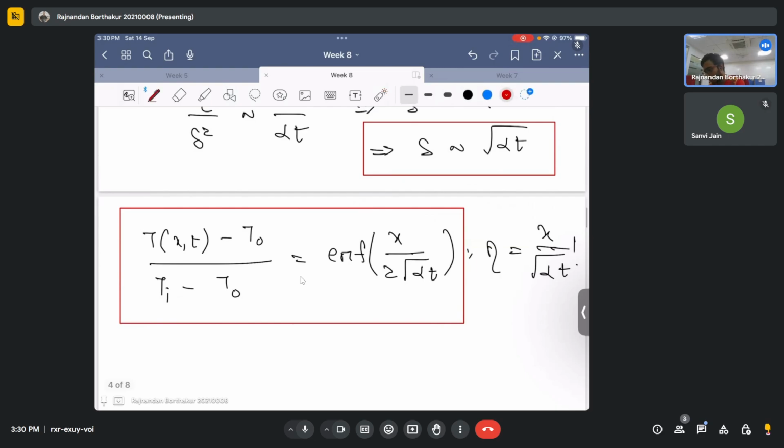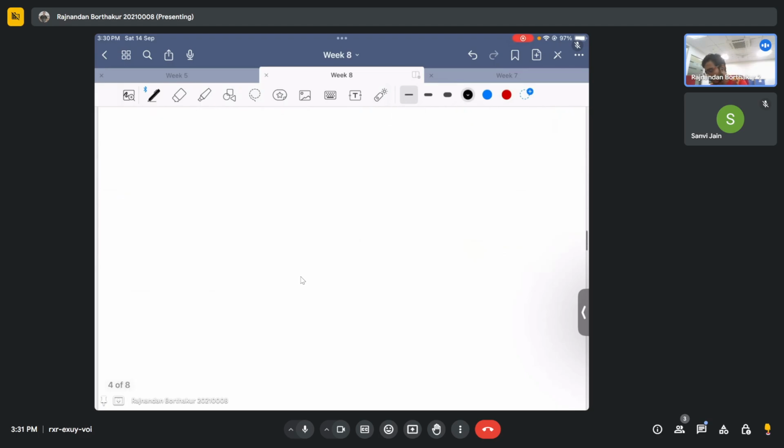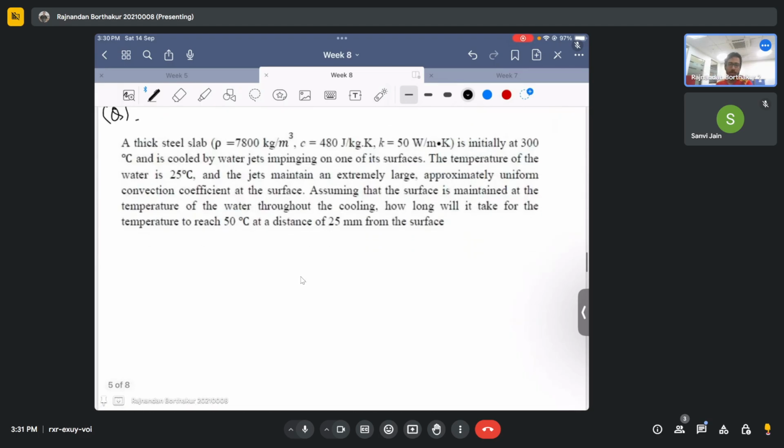All right, so this is related to the similarity variable and the temperature profile associated with this semi-infinite solid. Now we'll do a quick question on this semi-infinite solid, and then we'll close this discussion.